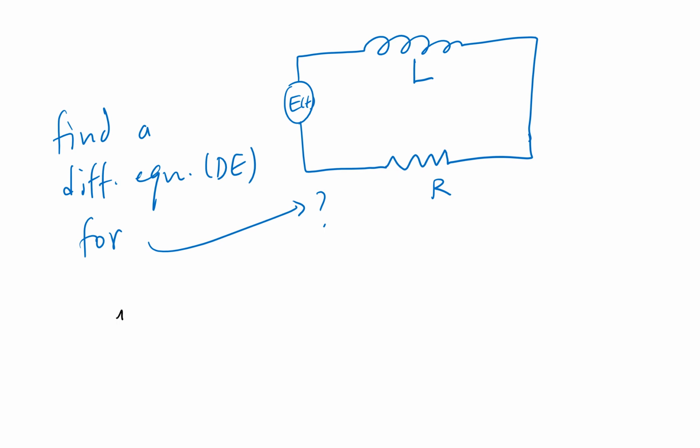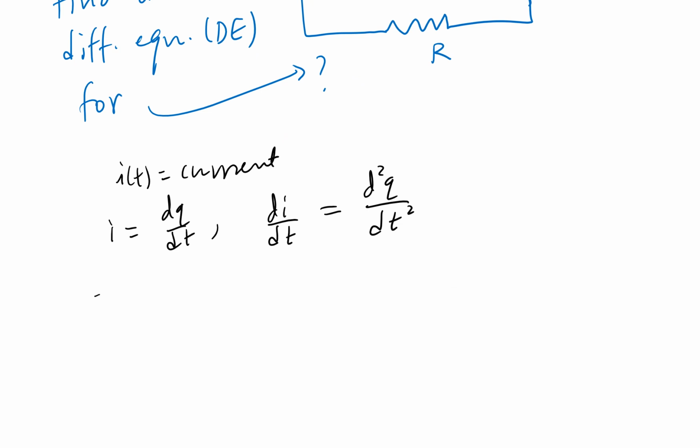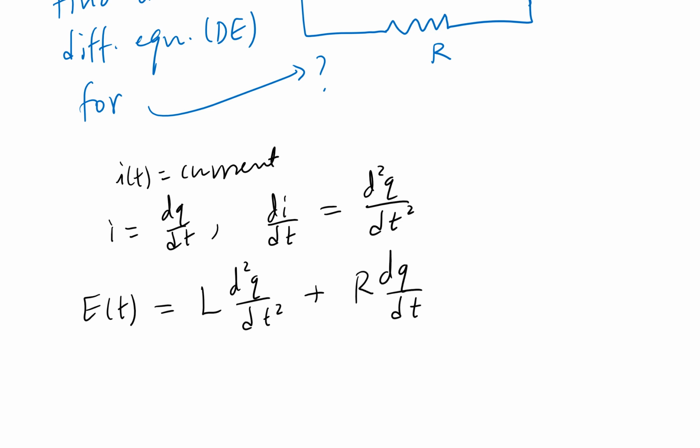Remember, I of t is the current. So I from earlier is dq/dt. So dI/dt is d squared q over dt squared. That's what we just did earlier. And we had the differential equation E of t, the one we found, L d squared q over dt squared plus R dq/dt.